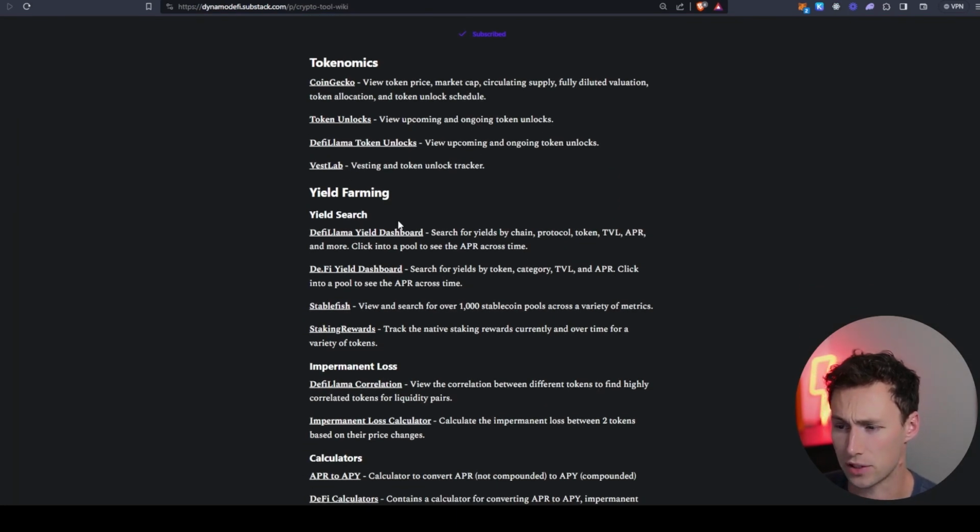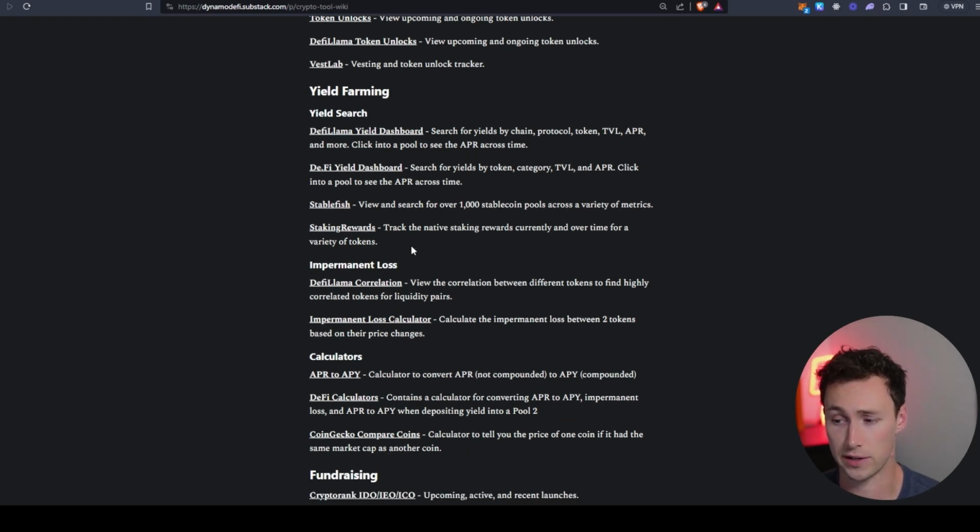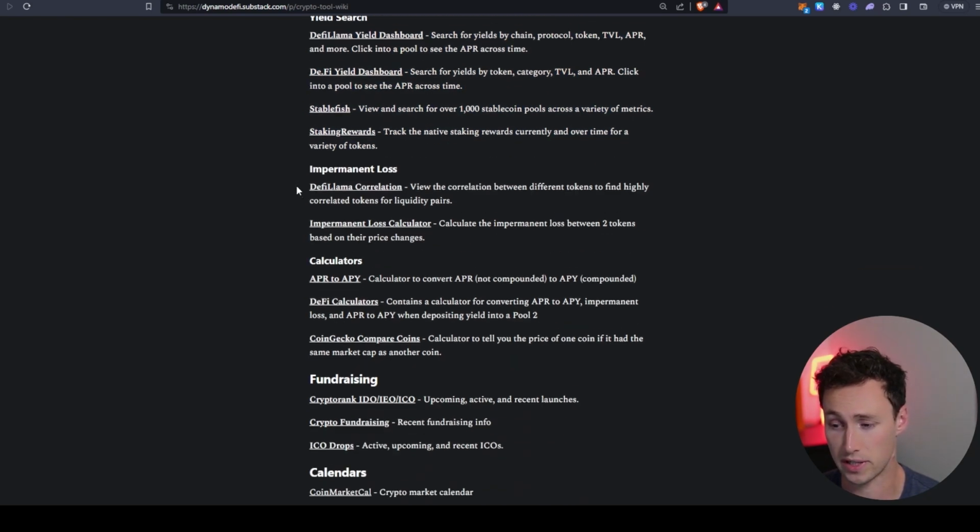Next section is going to be for yield farming. If you have watched my videos before, or if you're at all familiar with decentralized finance, you know there's a lot of opportunities to earn yield with crypto. Here, these are just some databases of different places you can actually find yield opportunities.